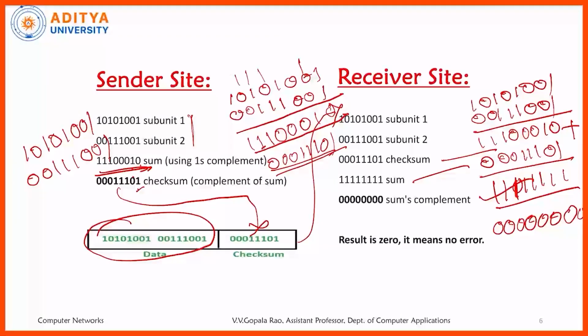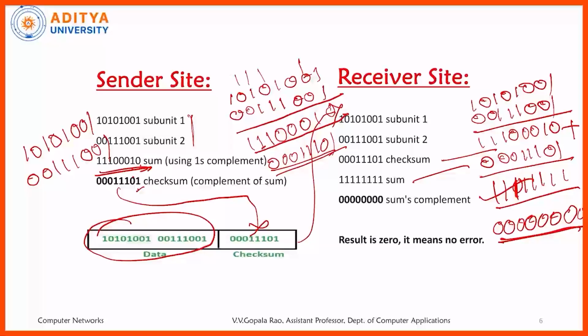So, once the checksum is like this, all zeros, then you can say that the data can be considered. If any non-zero is appearing in this, then you have to reject the data. So, that is why the sender and receiver follow the checksum procedure to detect the error.